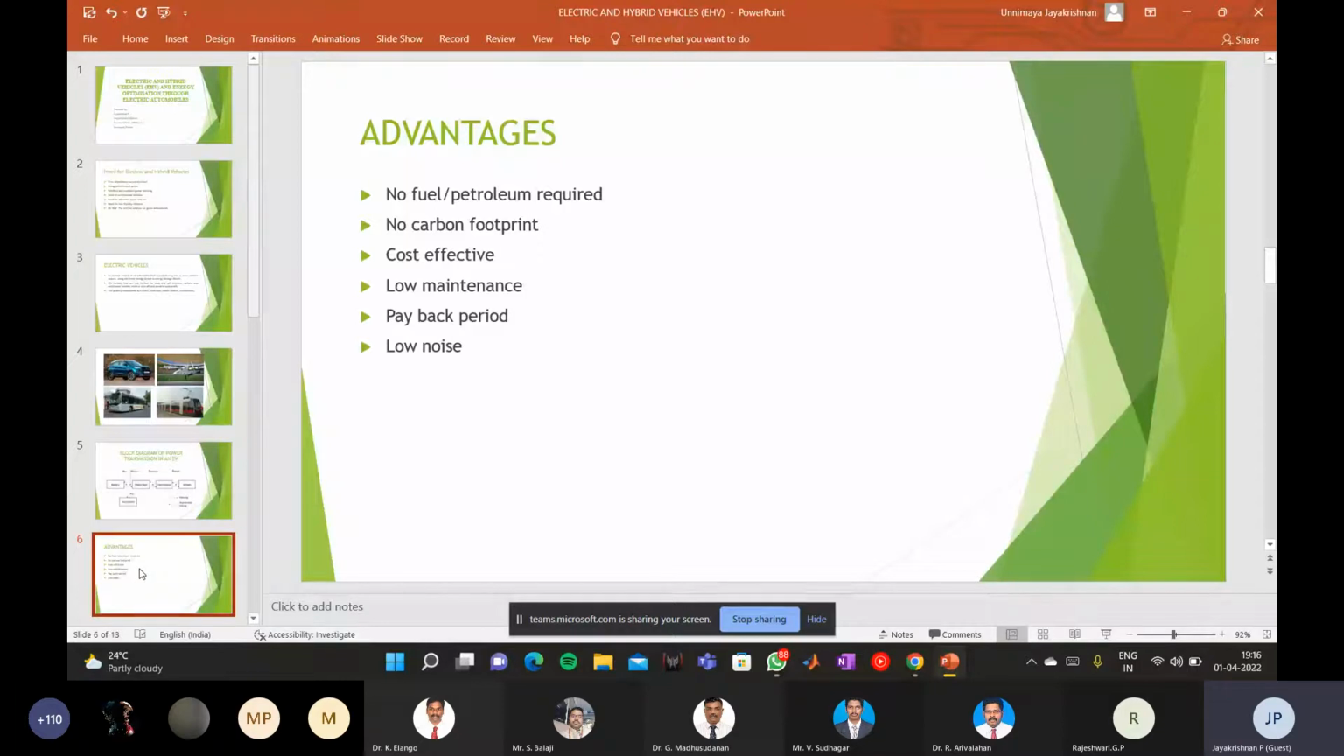The next is cost effective. While we own an electric vehicle, after running for 4 or 5 years, it will become cost effective as the running cost is very low. Also, there are no moving parts as in the IC engines, so zero maintenance. Only the battery needs a checkup periodically. Otherwise, the motor needs no maintenance as in the IC engines. So maintenance cost is very low.